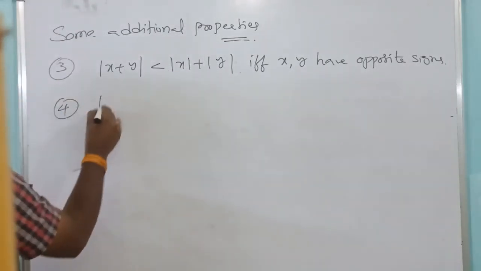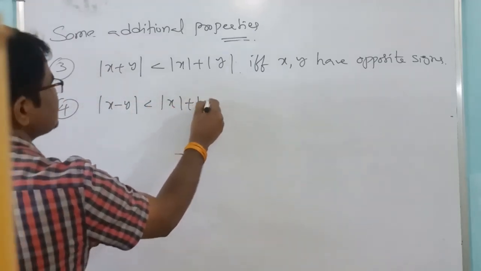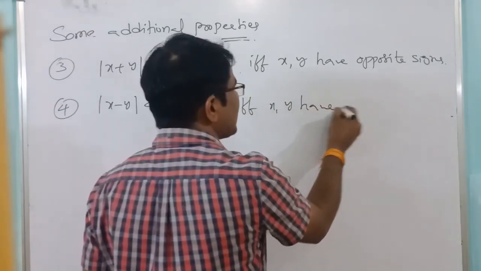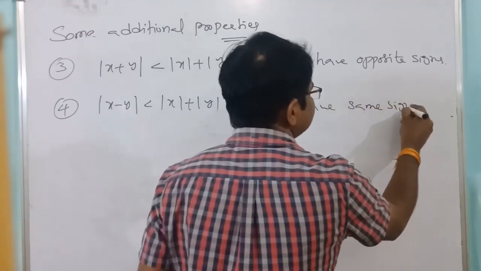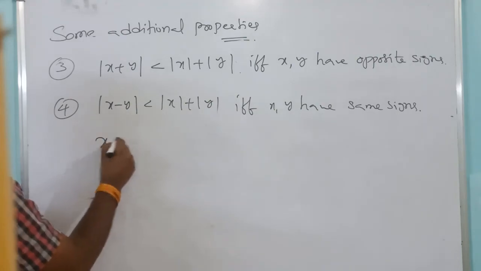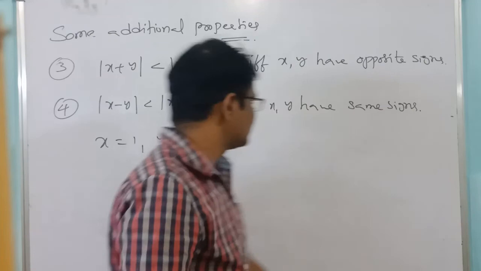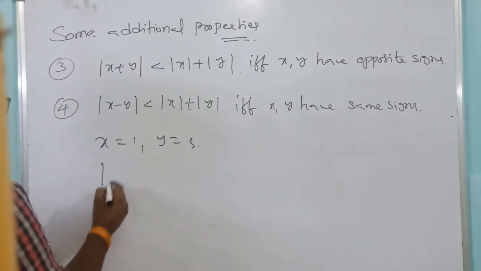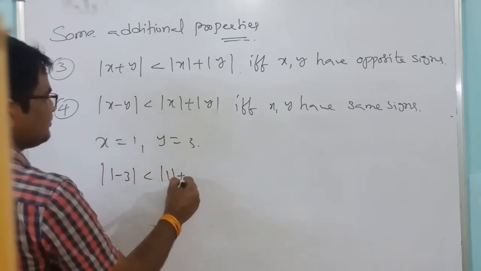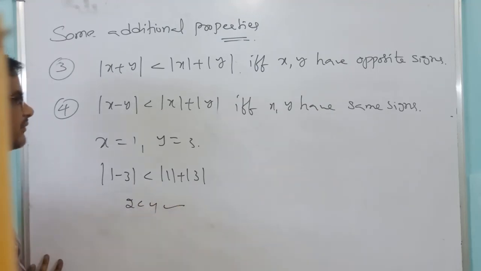Next, the fourth one. Modulus of x minus y less than mod x plus mod y. When does it hold? If and only if x, y have the same sign. Verify this by taking one example. x equal to 1, y equal to 3, because x and y have the same sign. Substituting, modulus of 1 minus 3 less than modulus of 1 plus modulus of 3. So modulus of -2, 2 less than 4, true.